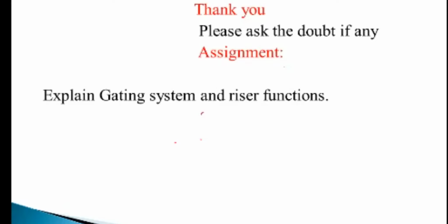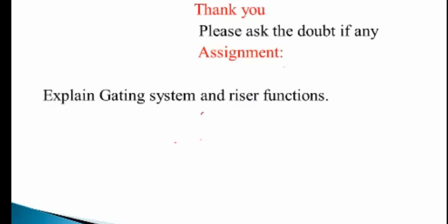What should be the shape of the riser? What should be the volume of the riser? These are the design considerations. The shape of the riser should be cylindrical, because if you make it cylindrical, you have to make it longer, and in that case the metal inside the riser will get solidified afterwards. The complete casting has solidified first.